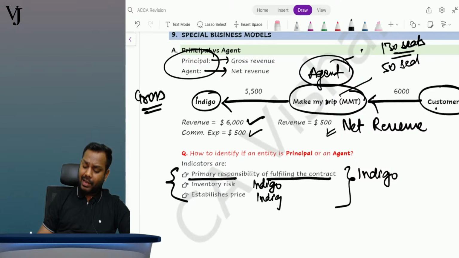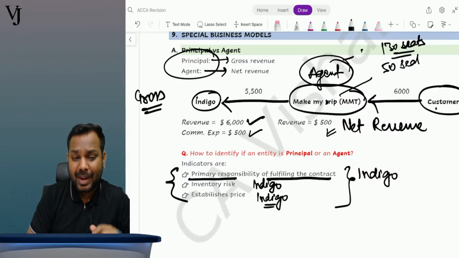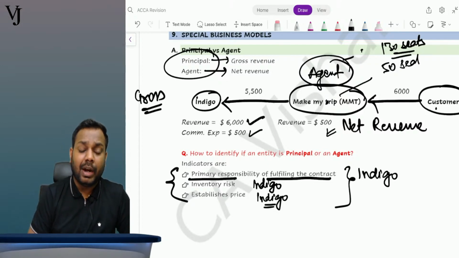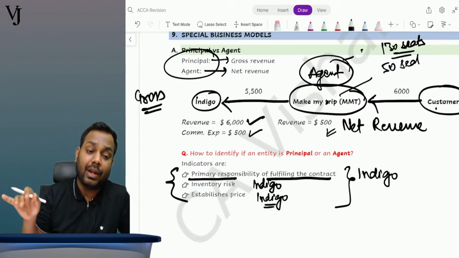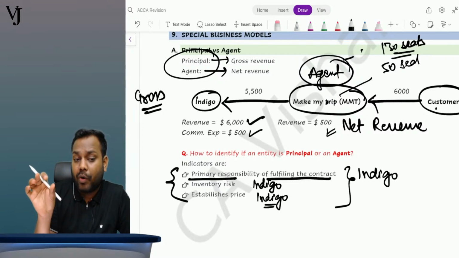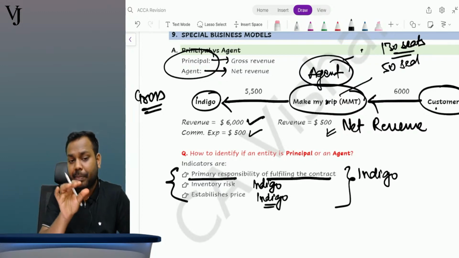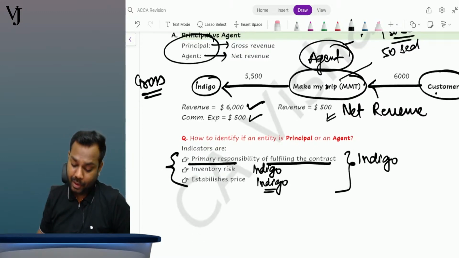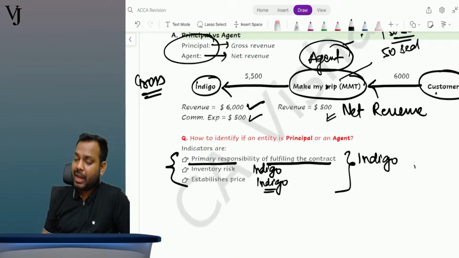Indigo. Now you will say that, sir, different websites have different prices. But if you see, the base price will remain the same on every website. It's just the discount and the offer that differs. So the base price remains the same on every website. So, who has the primary responsibility of fulfilling the contract, inventory risk, and price establishment, based on that I will analyze who is the principal and who is the agent.